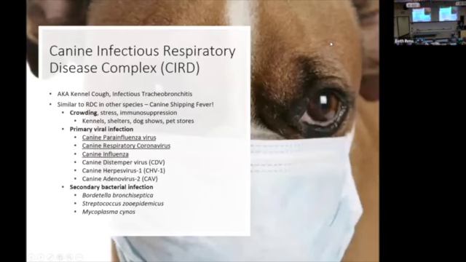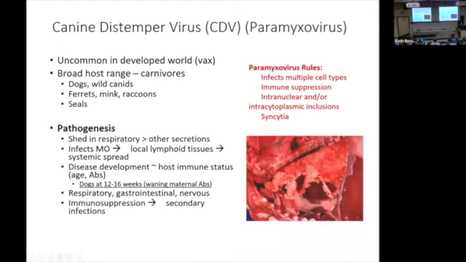Okay, so here's the canine complex. Not going to cover this because it's basically copy and paste with different pathogens. Paramyxovirus, so this is canine distemper. This is kind of my mental prototype for paramyxovirus. So multiple cell types infected, including leukocytes. So we're going to get immune suppression with this guy.